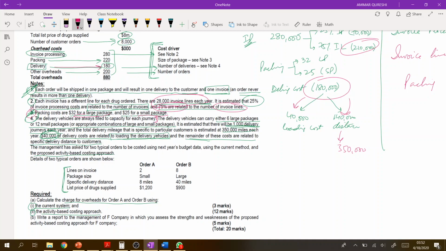Now, how can you distribute loading cost? How will you calculate the overhead recovery rate for the loading cost? You may pause this video and try it on your own, how you will calculate the overhead recovery rate. Now, see, it's very simple.